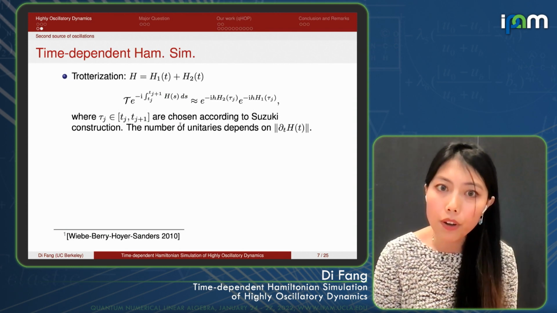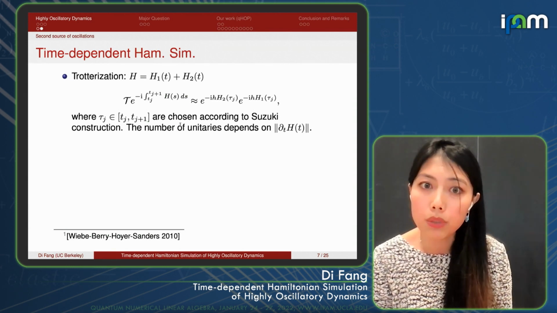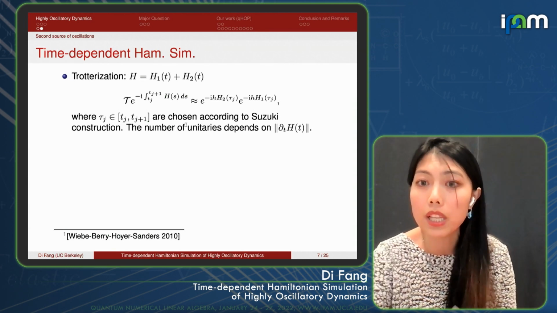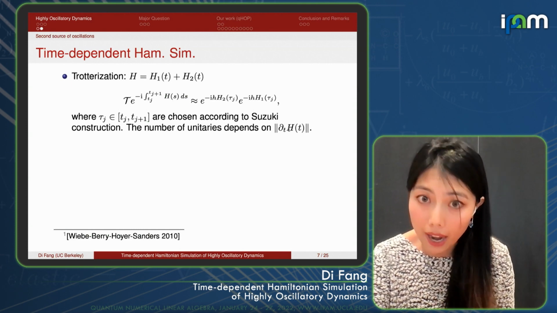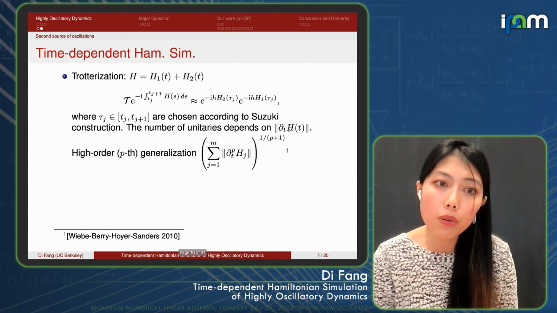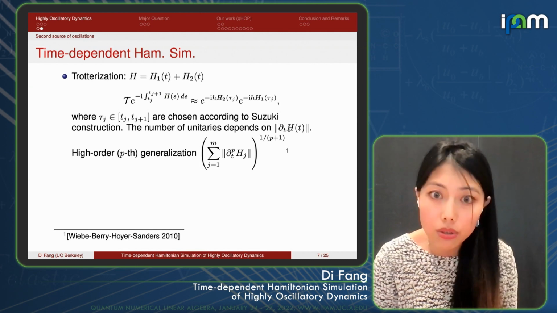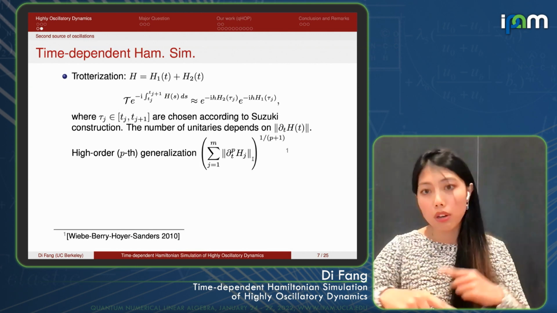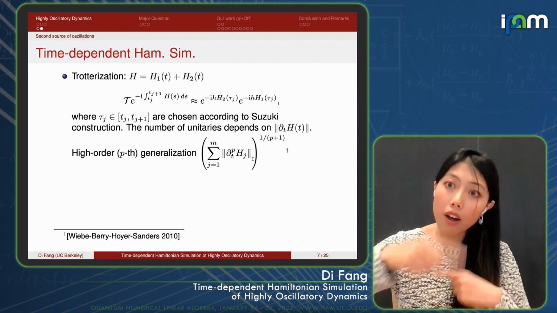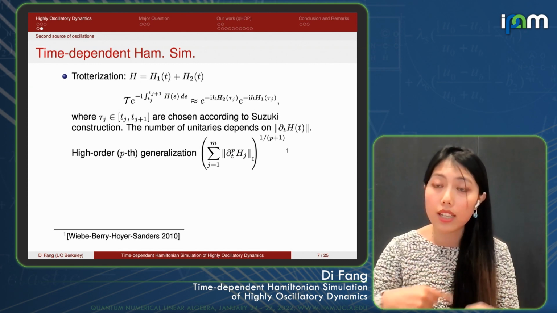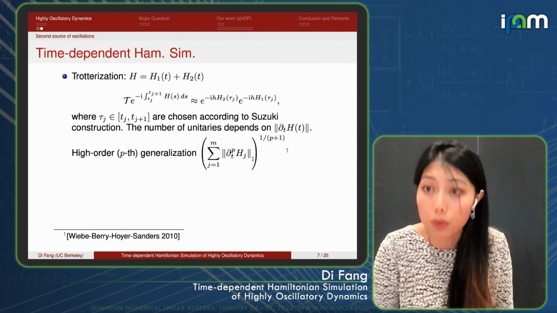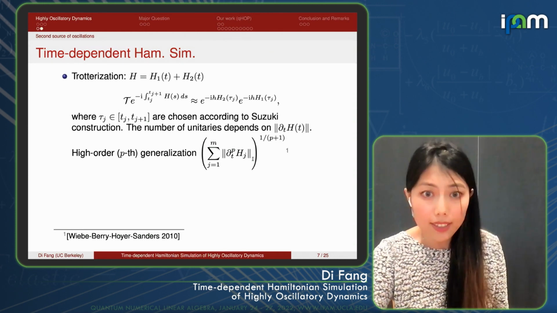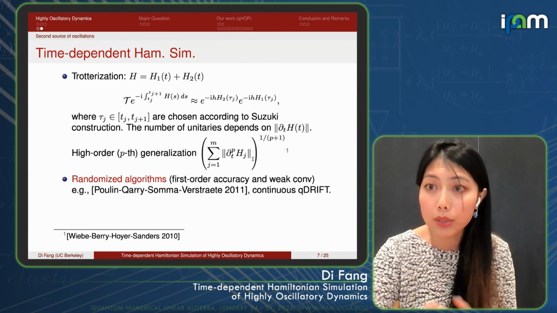So very unfortunately, this will lead to a result where your number of unitaries will depend on the derivative of the Hamiltonian. Actually, if you consider higher order Trotter, the standard Trotter algorithm, it will depend on higher order derivatives. So as your Hamiltonians become more and more highly oscillatory, these high oscillations will give you a large overhead if you use the Trotter algorithm. This issue has been addressed in two different ways.